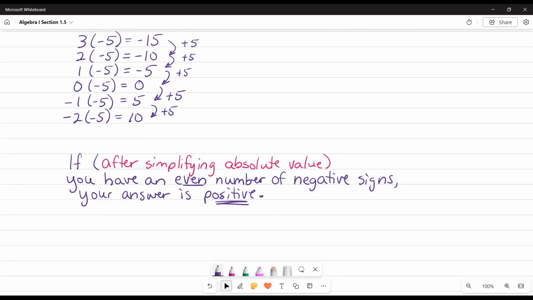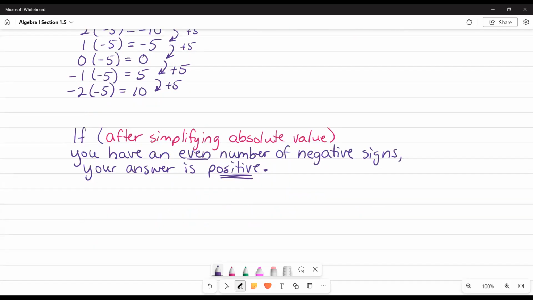Why did I include the absolute value caveat here? What happens if you have a negative number inside absolute value? It's actually, its value is positive. So you have to solve the absolute value, then count your negatives.